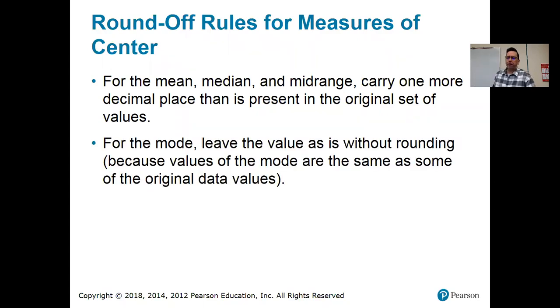However, for the mode, leave the value as is without rounding, because values of the mode are the same as some of the original data values. So mean, median, mid-range, use 1 more decimal place. Mode, leave it alone.